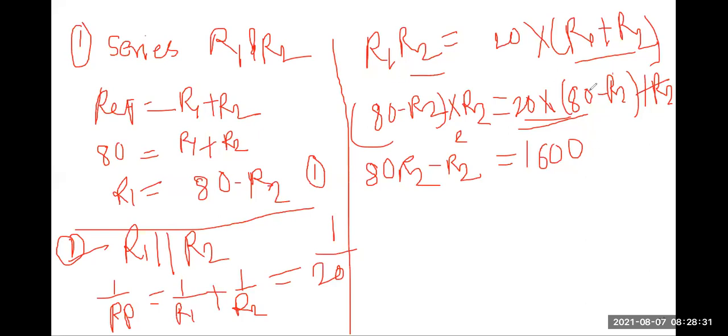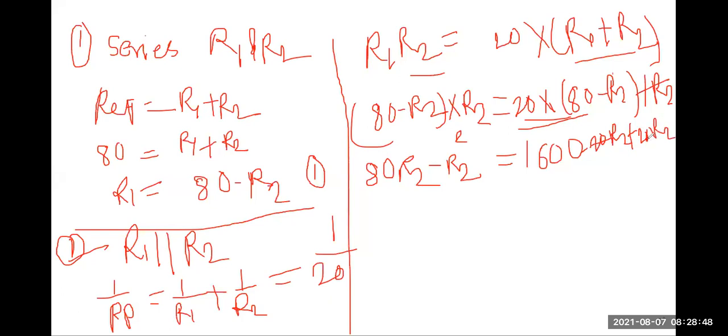1600. Then 20 into minus R2, minus R2. And then this plus was there. So plus what will be here? Minus 20 R2 will be there. And then plus 20 R2.